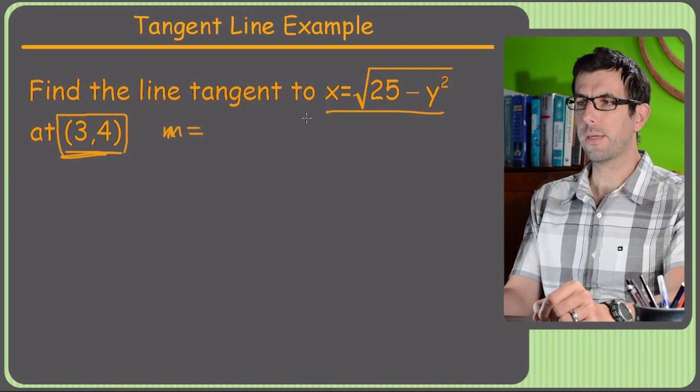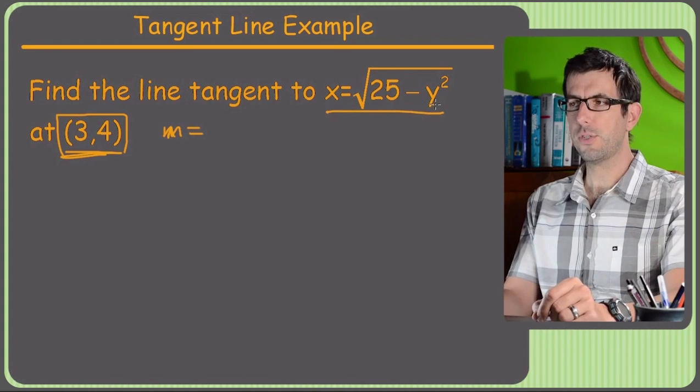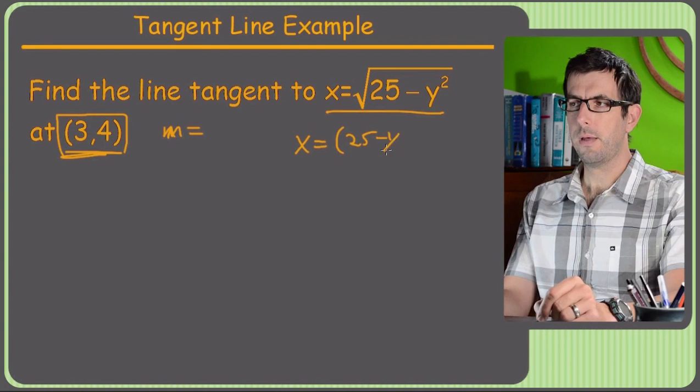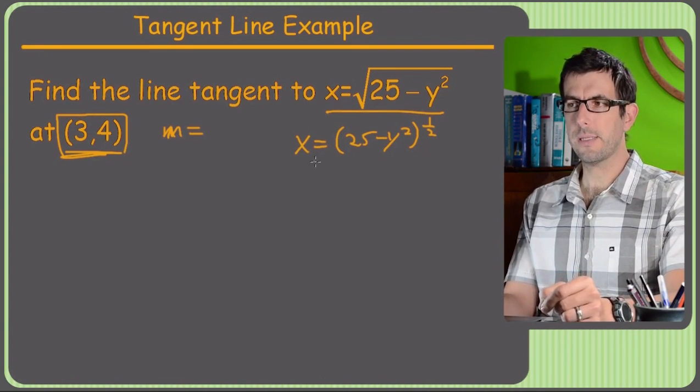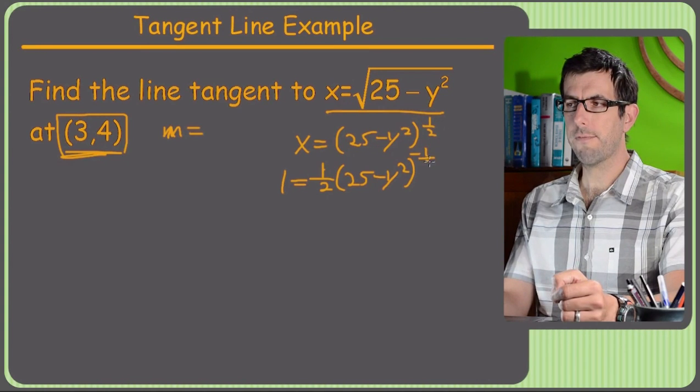All right, so take the derivative using implicit differentiation. So we've got x equals this junk. How do I take the derivative? Well, first of all, I want to rewrite this as a power problem: x = (25 - y^2)^(1/2). Take the derivative of both sides. Derivative of x is just 1. Derivative of the right side is 1/2 times (25 - y^2). This is a chain rule problem. So new power is 1/2 minus 1, so negative 1/2.